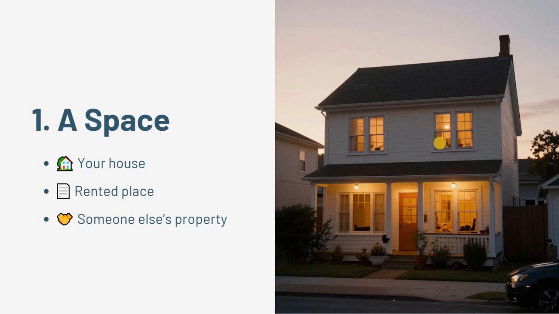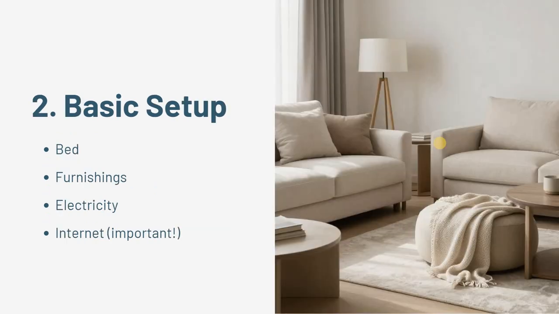So once you get a space, you are gonna do the basic setup. The basic setup means the bed. If you're renting out a room, make sure that you set up that room well, that it has a bed, beddings, and just basic essentials. Make sure that you have good furnishing and also electricity. That is very important. And then also internet. That is also very important.